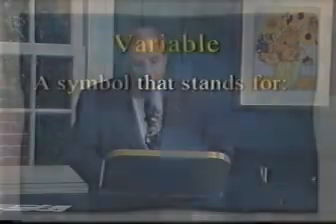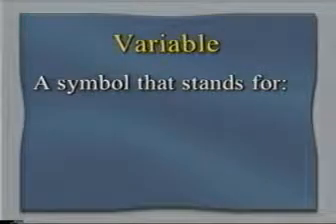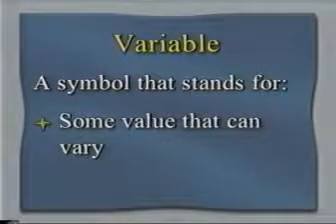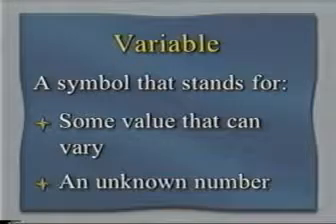But first, we must understand that the key to understanding algebra is knowing what a variable is. A variable is simply a symbol that stands for some value that can vary, or some unknown number. And in many cases, if it's an unknown number, the variable can stand for any number, but only one or two of those possible values will actually satisfy the situation we're looking at.